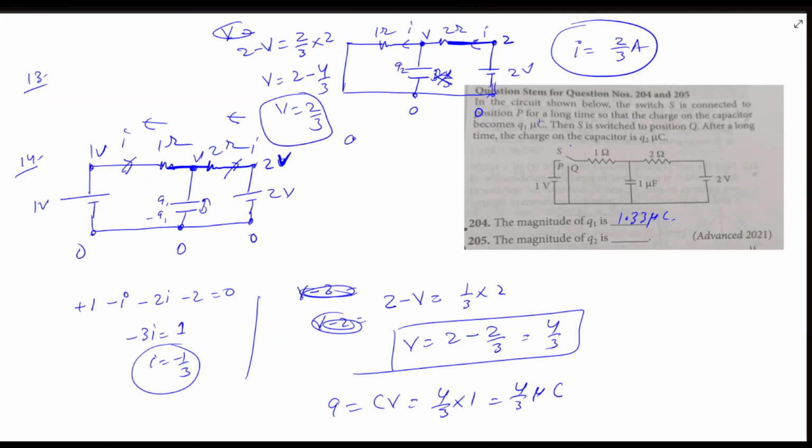Now if V is 2 by 3, then Q2 will be 2 by 3 into 1 microfarad. So it will be microcoulomb, right? So 2 by 3 microcoulomb, so it will be 0.67 microcoulomb, right? Quite simple question it is. Let's move on to our last question.